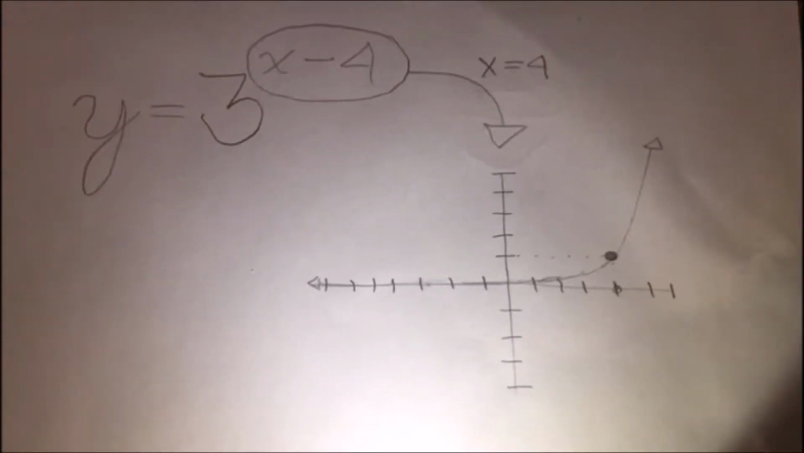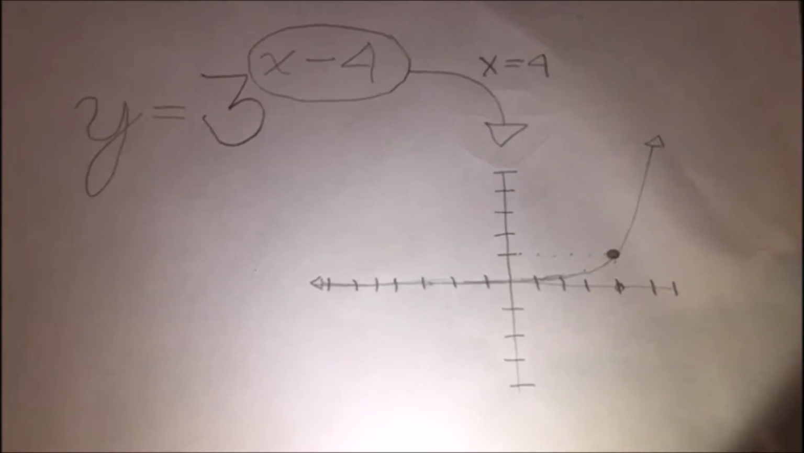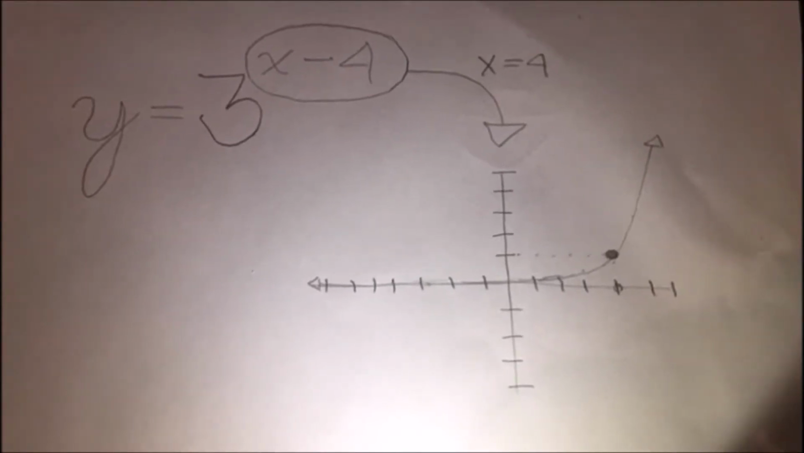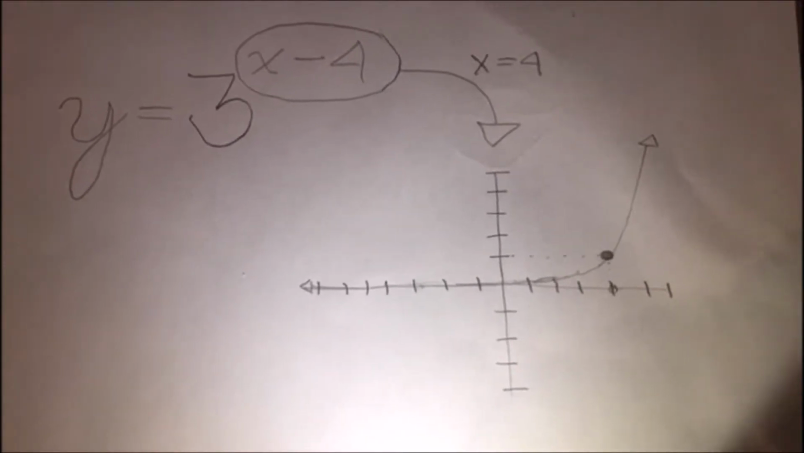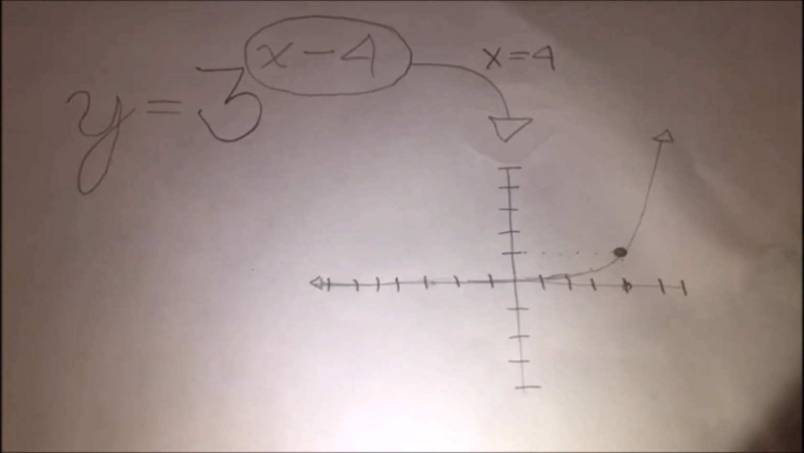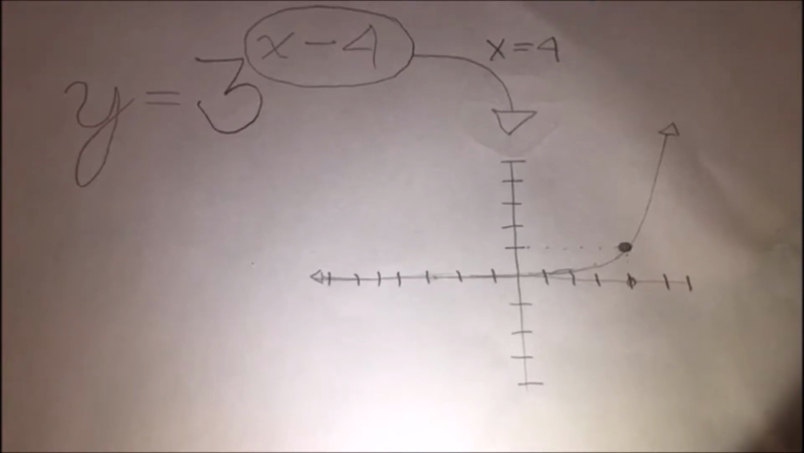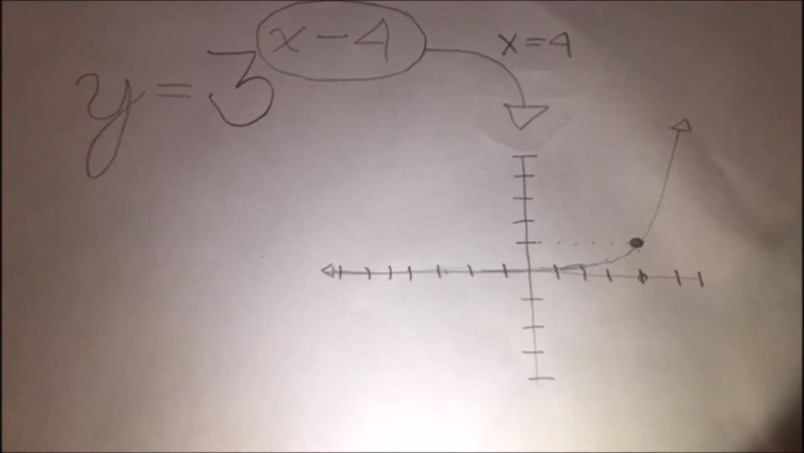Where x is 4 and y is 1. Then because the function goes up, we need to go one point down to find the asymptote. So the asymptote is at y equals 0.